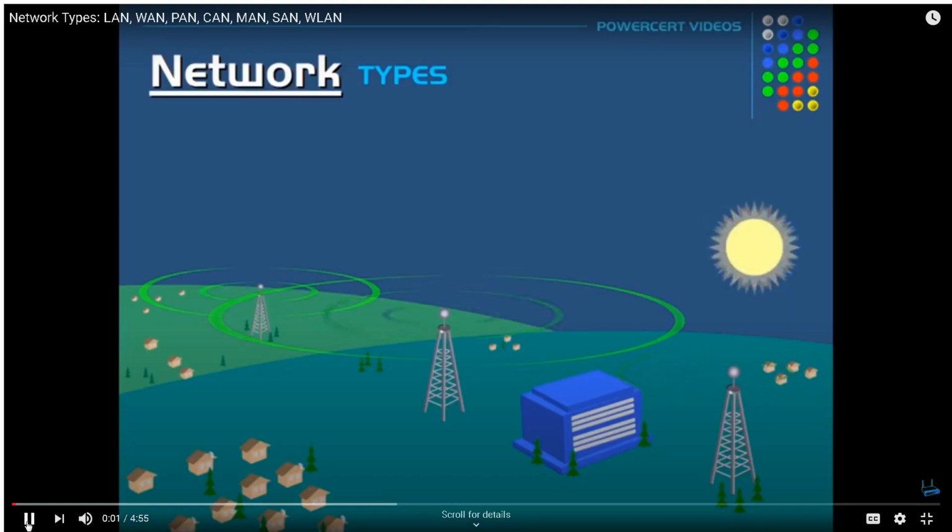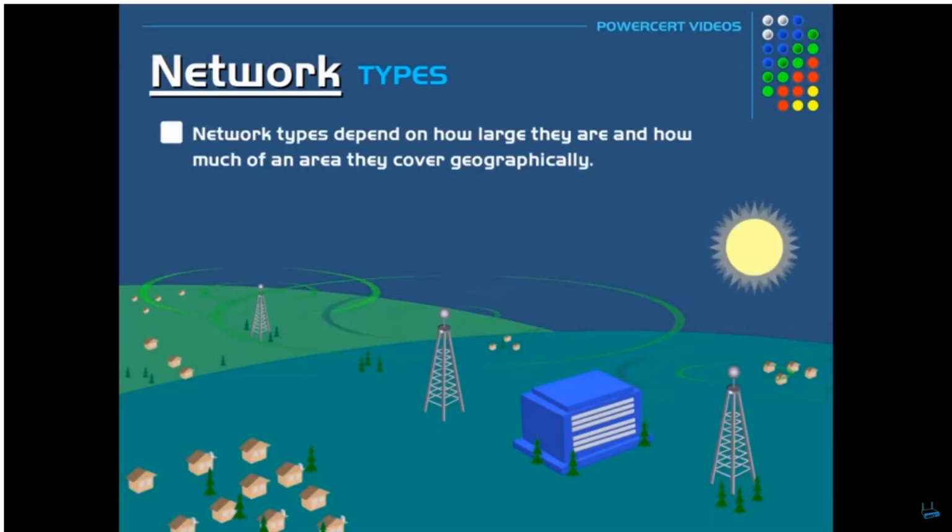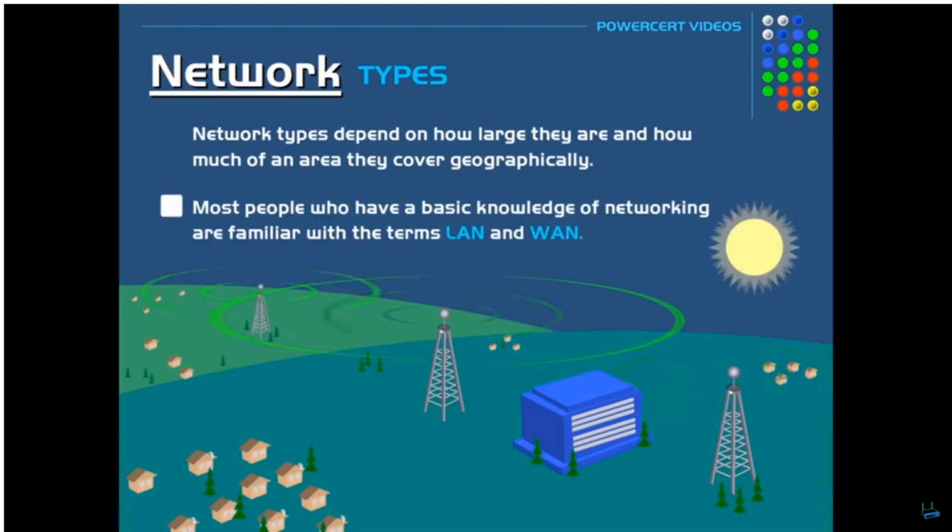Hello everyone. In this video, we're going to talk about the different network types. These network types depend on how large they are and how much of an area they cover geographically. Most people who have a basic knowledge of networking are familiar with terms such as LAN and WAN. But in addition to those, there are a few more network types that a lot of people are not familiar with. So that's what we're going to talk about in this video.